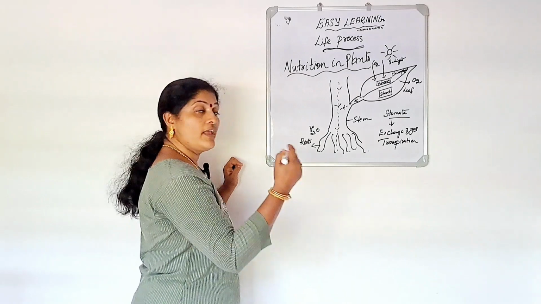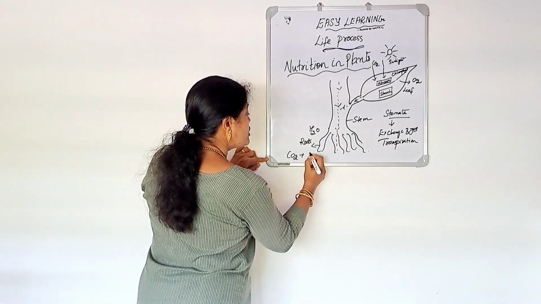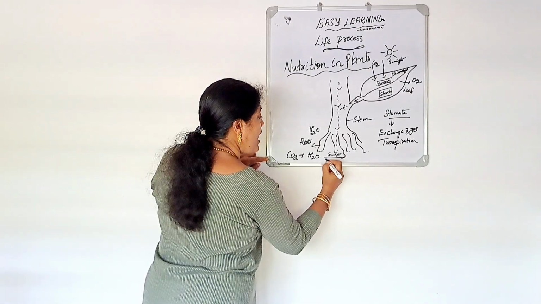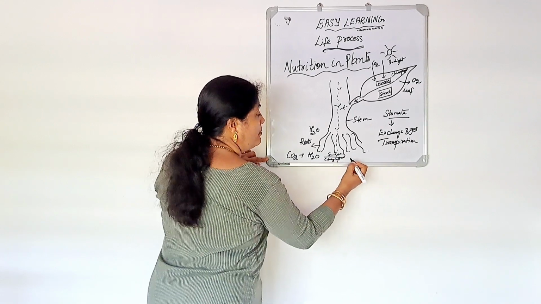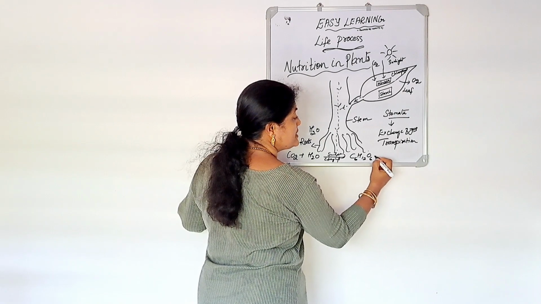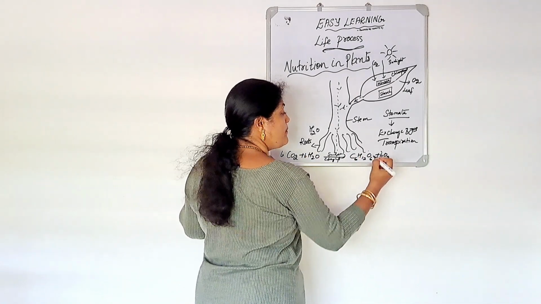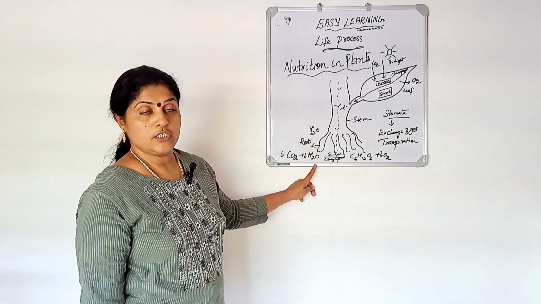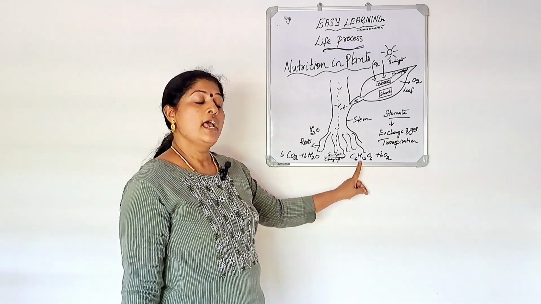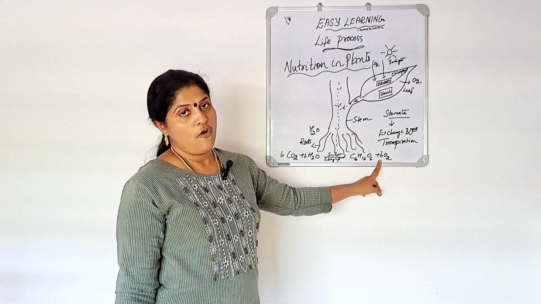Previously we have written the equation; once again, I'll write the equation. Carbon dioxide plus water in the presence of sunlight and chlorophyll, you will get glucose, C6H12O6, plus O2. So this is the chemical equation for photosynthesis: 6CO2 plus 6H2O in the presence of sunlight and chlorophyll gives C6H12O6 plus 6O2. So oxygen is released during the process of photosynthesis.